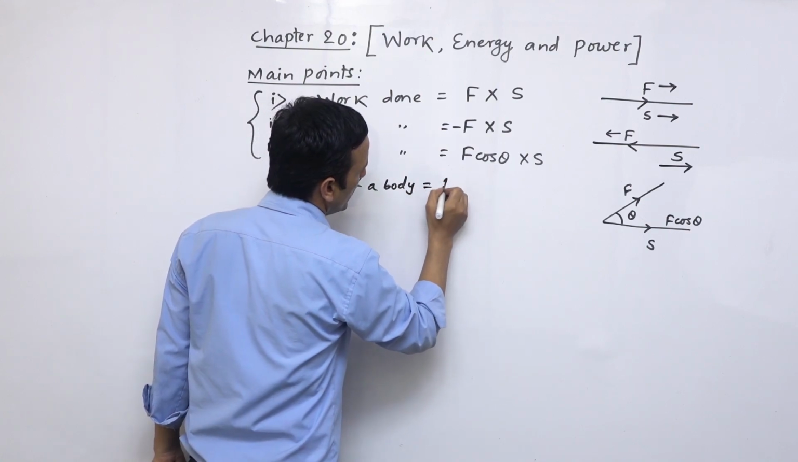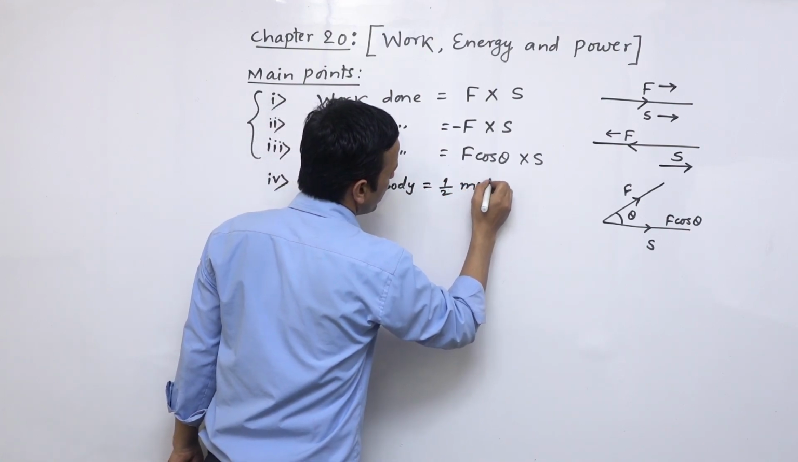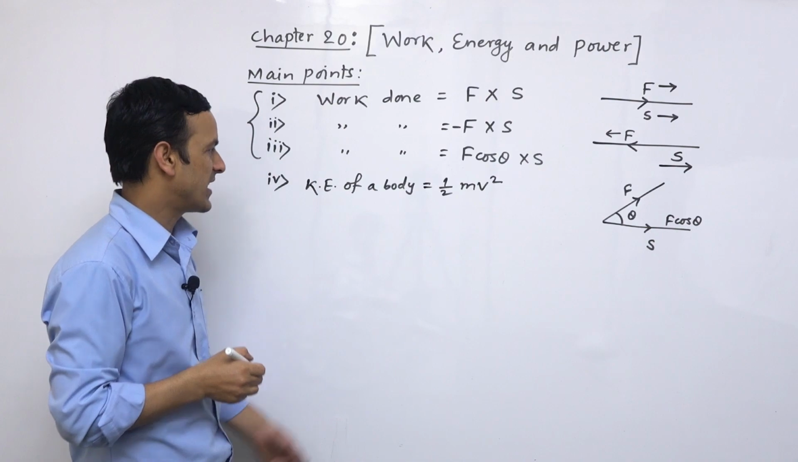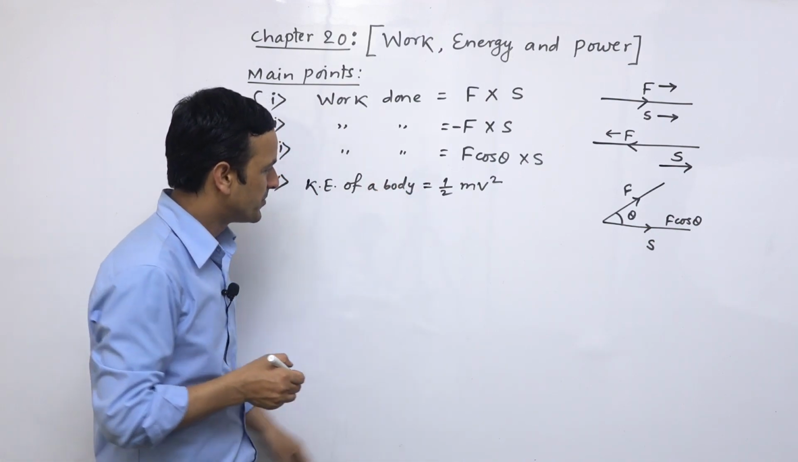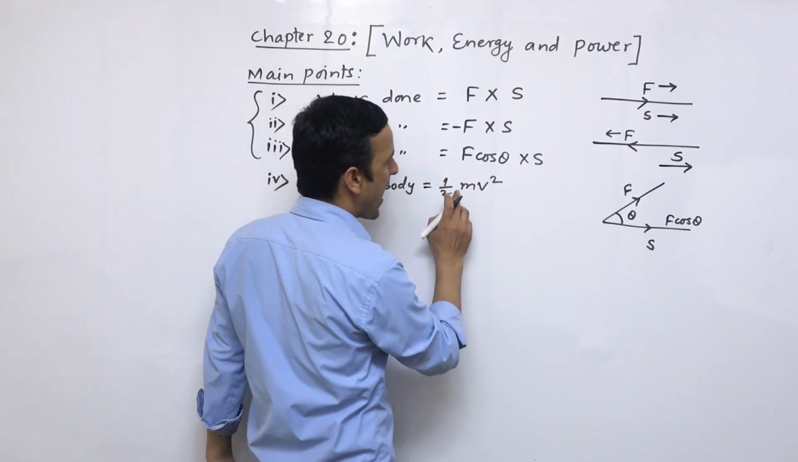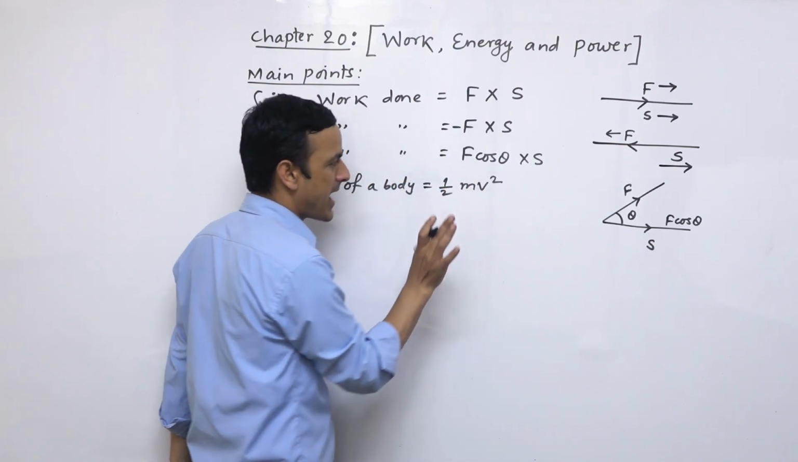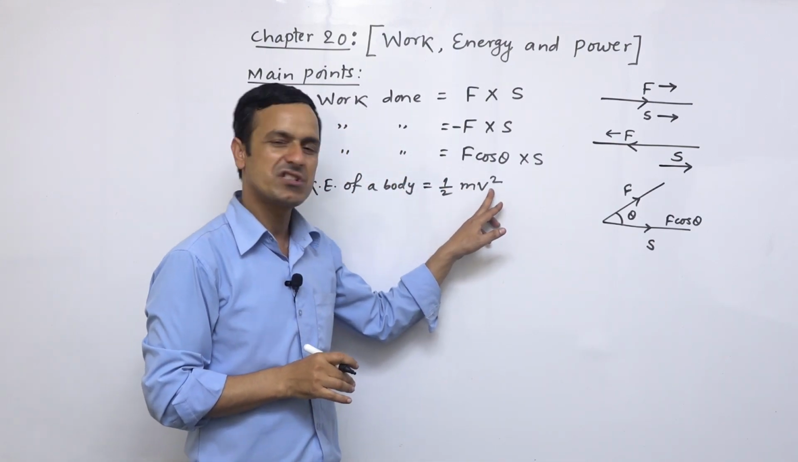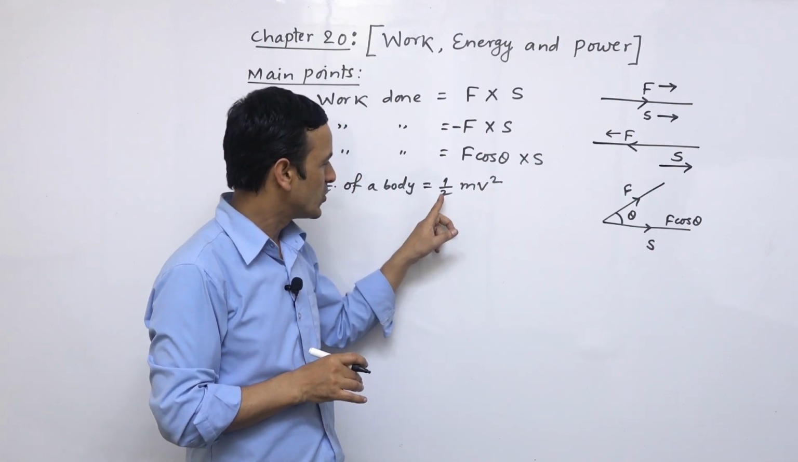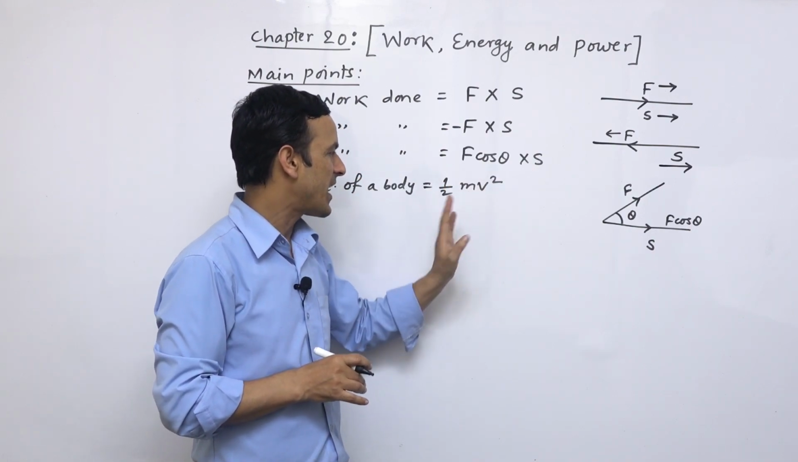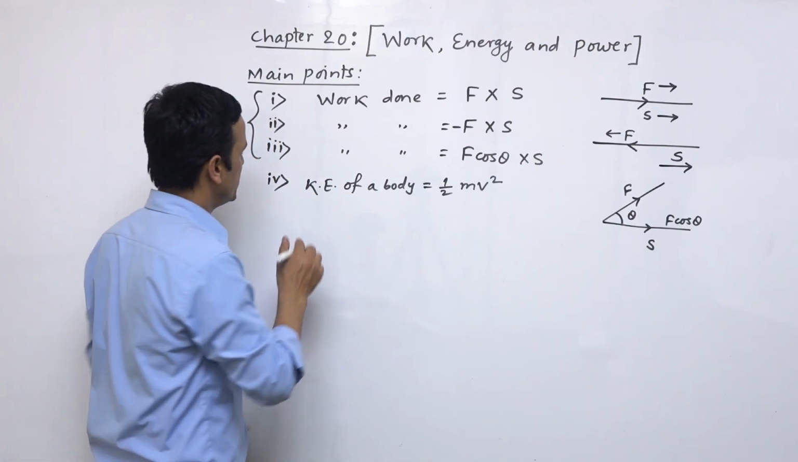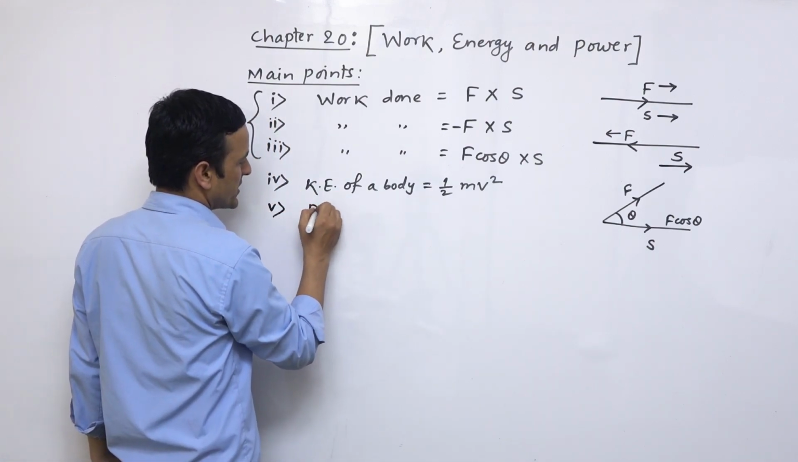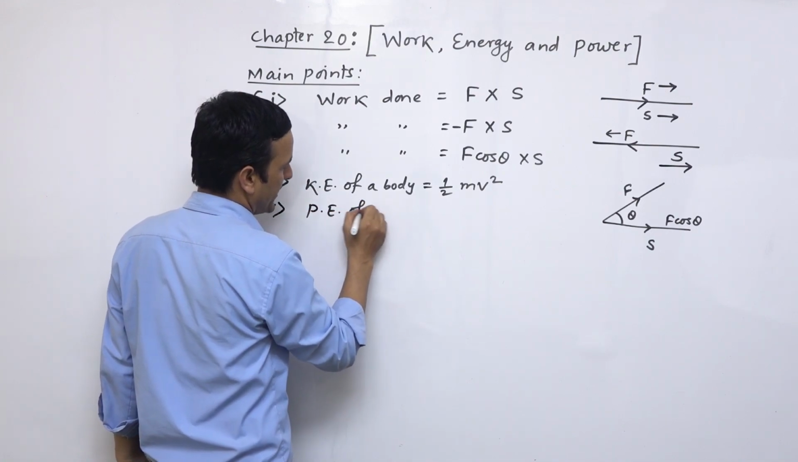is equal to half mv square. So this is the formula to find kinetic energy of any body or particle. So half m means here, m means mass and v means velocity of that object. So half into m into v square, if you apply this one, then you will get kinetic energy. So similarly, potential energy of a body.